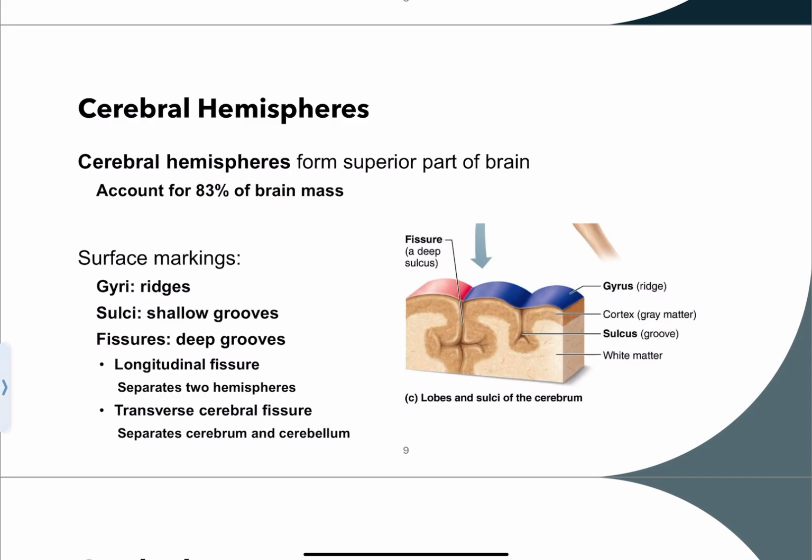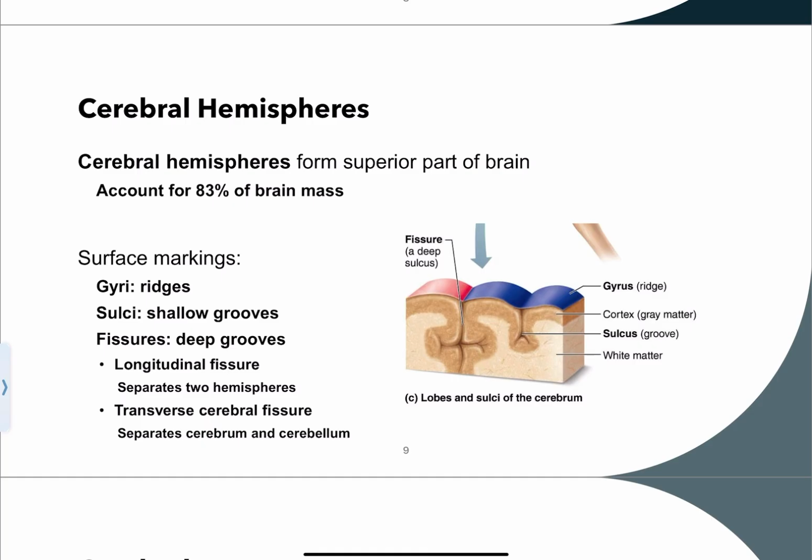Okay, so moving on to section 2, we're going to talk a little bit about the cerebral hemispheres. So this is the superior part of our brain, and we have 2 cerebral hemispheres that account for about 83% of our entire brain mass.